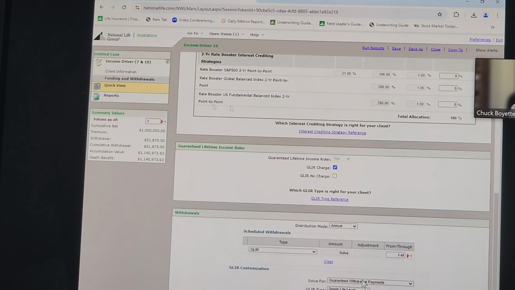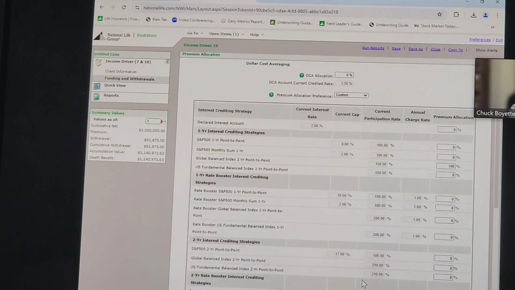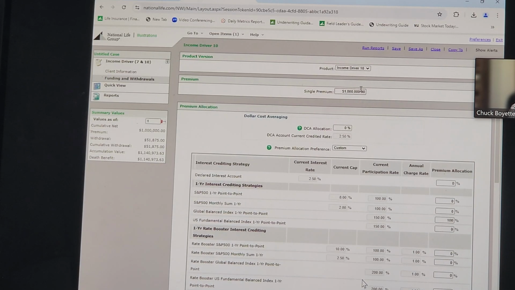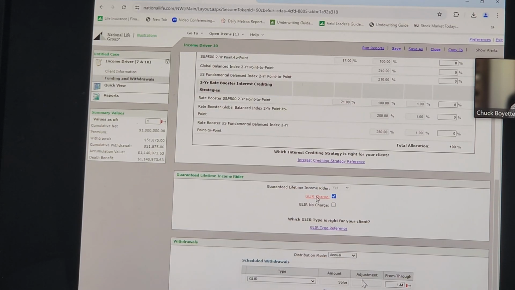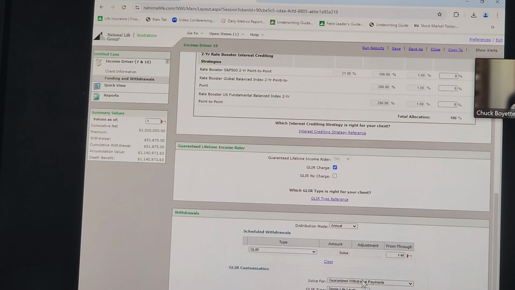All right, so let's recap that again, but it's really pretty simple. We put in $1 million for our premium. We just selected our interest crediting strategy, and then we're going to go down, select the rider charge, and then under withdrawals, select the rider. From year one through maturity, he wants to turn it on right away, so it's going to default to what we need it to, so we don't have to change it. And rider customization, leave that on guaranteed withdrawal payments, and then single life level, and go to quick view.